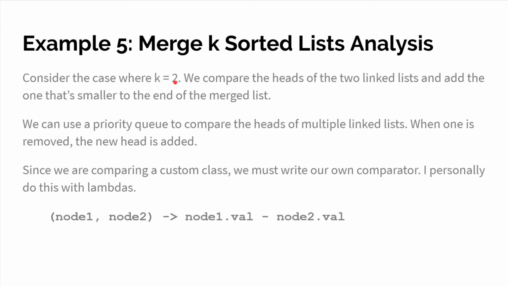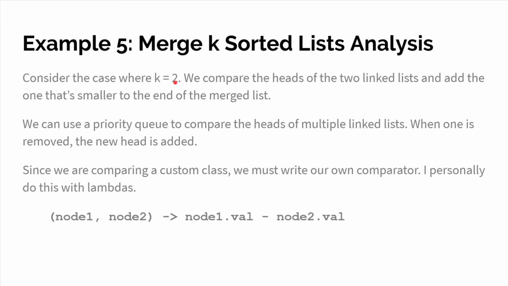However, we can extend this to multiple linked lists by just comparing them and extracting the one that's the smallest. We can use a priority queue to speed up this process. When one is removed, the new head is added. So when the smallest head is removed, we add the next element back into the priority queue, and then we repeat until all the linked lists are empty.